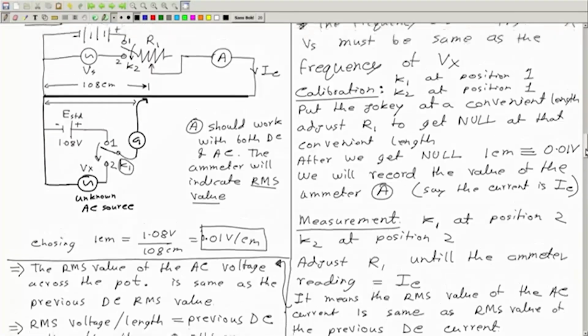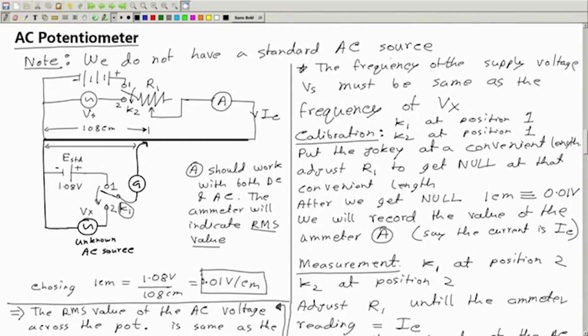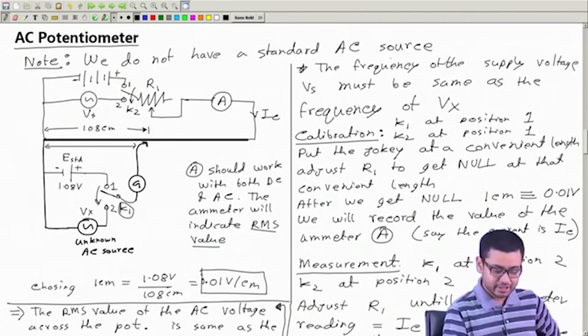So this is the trick. The problem was there is no standard AC cell, no standard AC source. So by intelligently using this DC cell to calibrate this wire, we actually have made this potentiometer useful for AC as well. Okay, so this is the trick for using AC sources.